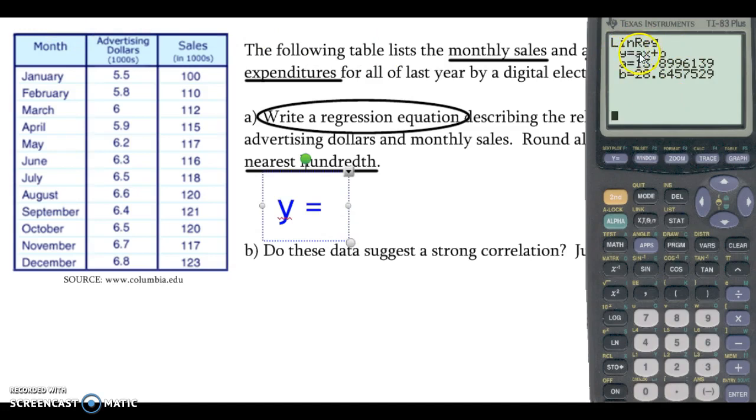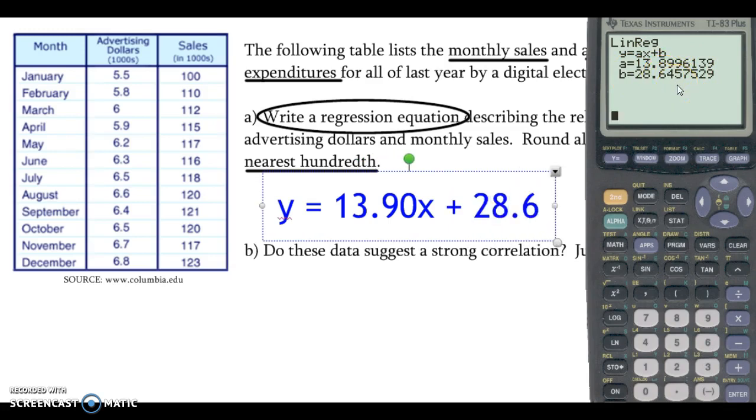It says y equals ax plus b, but you recall that we're supposed to round all the coefficients to the nearest hundredth. So the first coefficient says 13.8996. We're going to round that up to 13.90. So 13.90 is my slope, it's my a value. Then I'm going to put x. The b value is positive, so I'm going to put plus. 28.6457, etc. turns into 28.65. So I've just shown you how to find the linear regression line, or the line of best fit, for a given set of data.